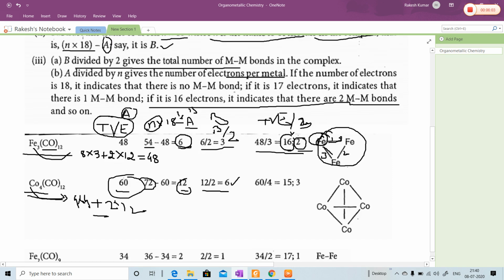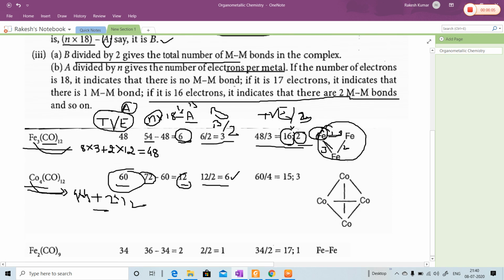So when we check the geometry of this Co4(CO)12, there are a total of 6 metal-metal bonds: 1, 2, 3, 4, 5, and this one, 6. So in this way, we can calculate the number of metal-metal bonds in the molecule.